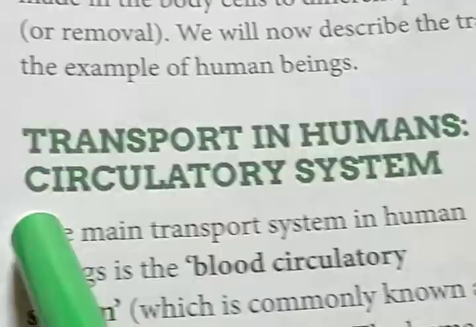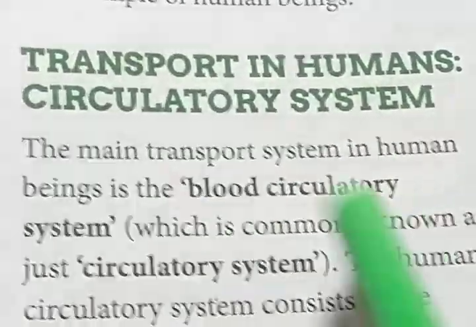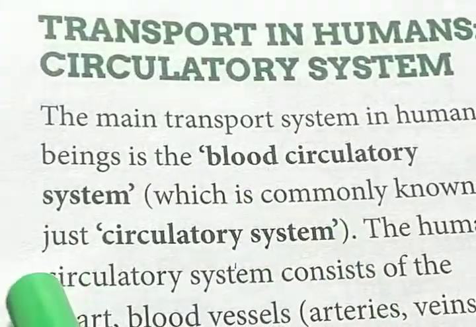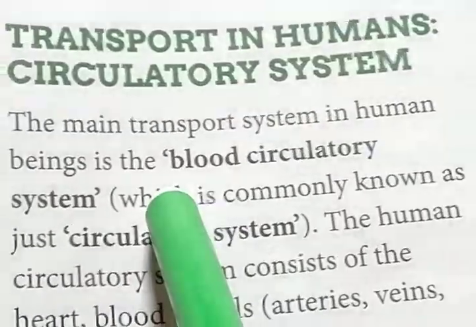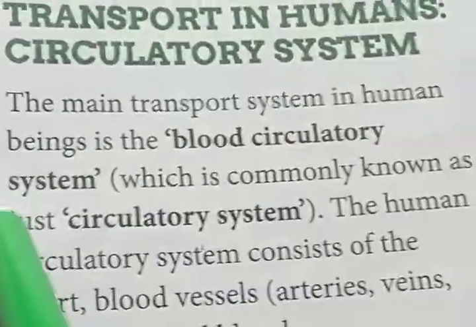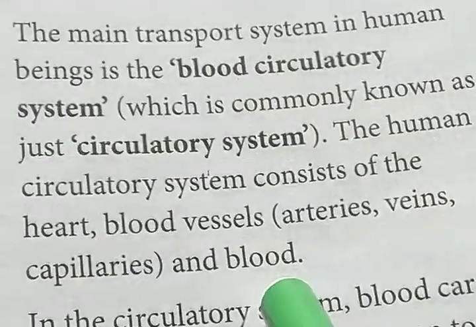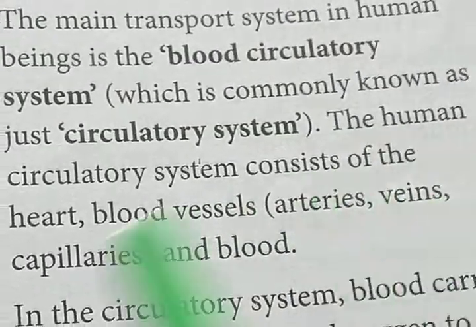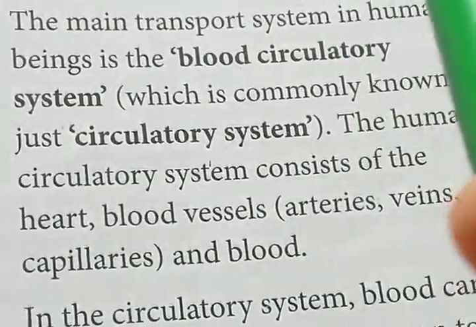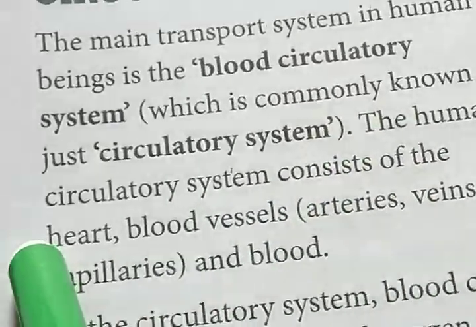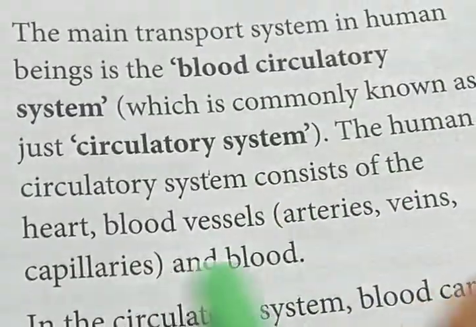Transport in humans, circulatory system. The main transport system in human beings is the blood circulatory system, which is commonly known as just the circulatory system. Basically, the medium of the circulatory system is blood, so this system is also known as the blood circulatory system. The human circulatory system consists of the heart, blood vessels, and blood. Among blood vessels, there are arteries, veins, and capillaries. These three make up the blood vessels. The main components of the circulatory system are the heart, which pumps the blood, the blood vessels, which carry the blood, and the blood.